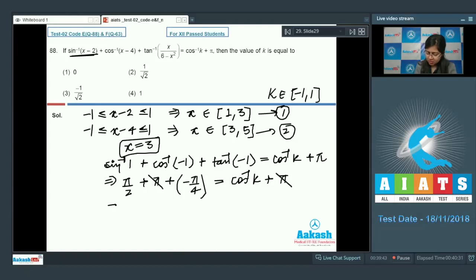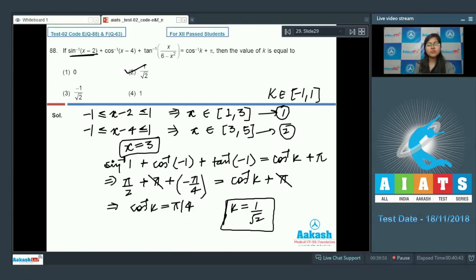This will get cancelled. So, from here we get that cos inverse k should be equal to pi by 4. Hence, we can say that k will be equal to cos of pi by 4, that is 1 by root 2. So, the correct answer is option number 2.